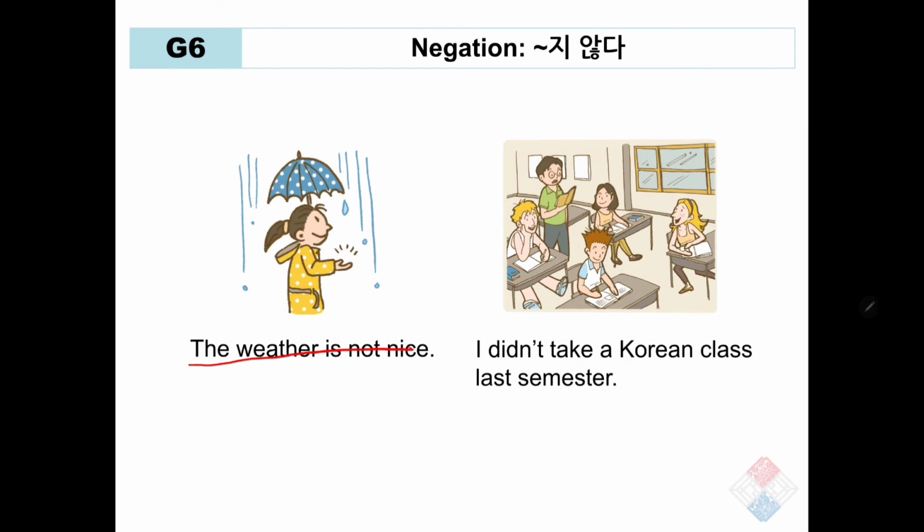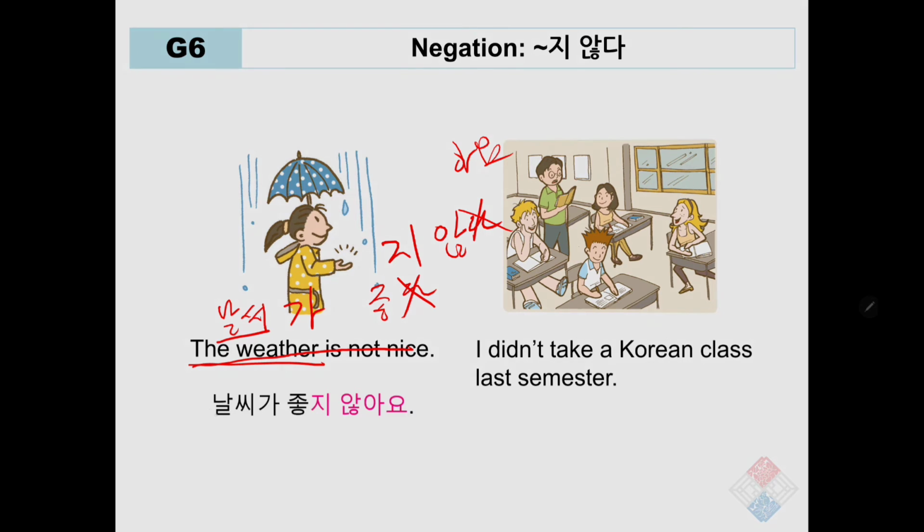The weather is not nice. How can you say this in Korean? The weather, 날씨. Not nice, 좋다, right? 날씨가 좋지 않다. So, conjugating in polite form would put you as 좋지 않아요, right? 날씨가 좋지 않아요.